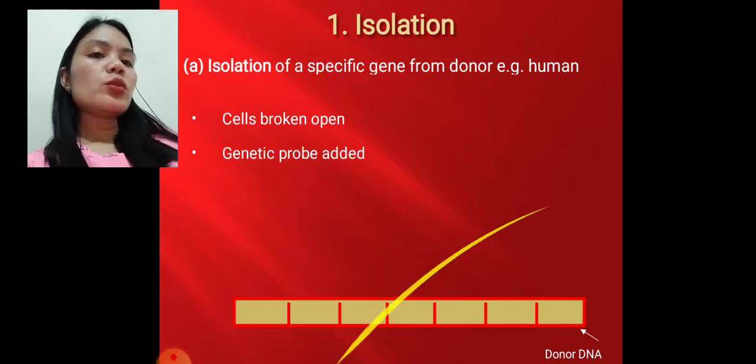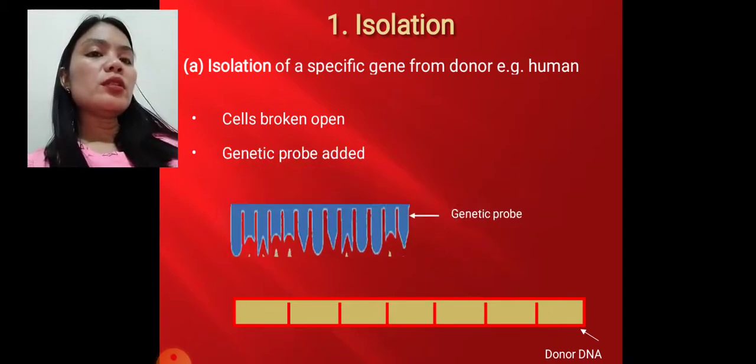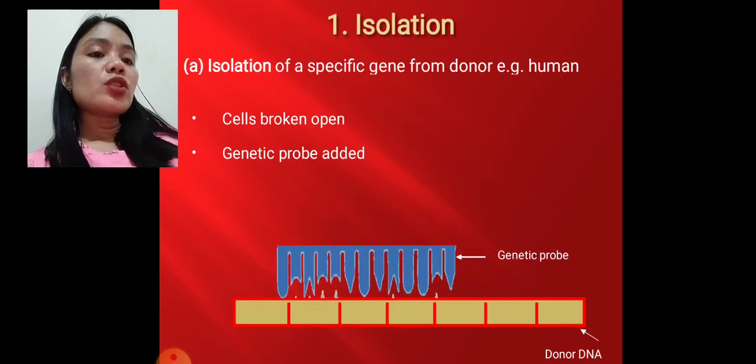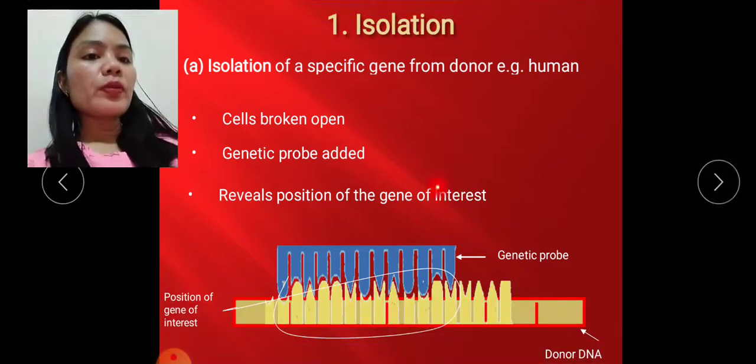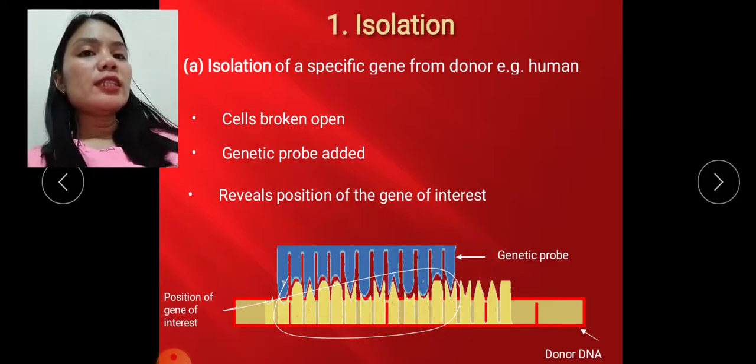This is the donor DNA. Genetic probe added. This is the genetic probe. And it reveals the position of the gene of interest. Yun. Ang position of gene of interest. Yung area na ito. Itong area na ito. Ang gene of interest.